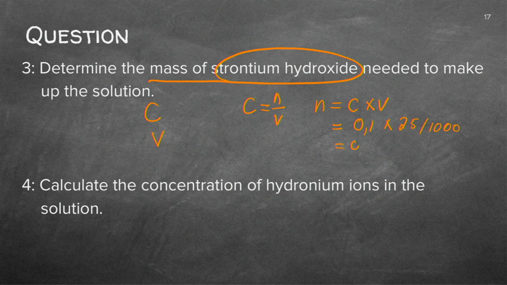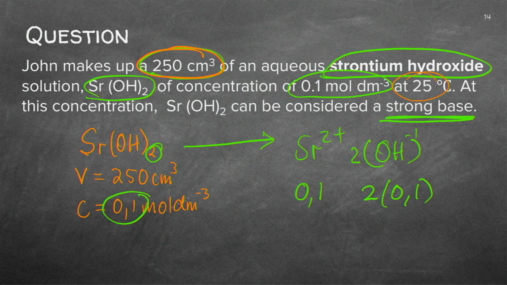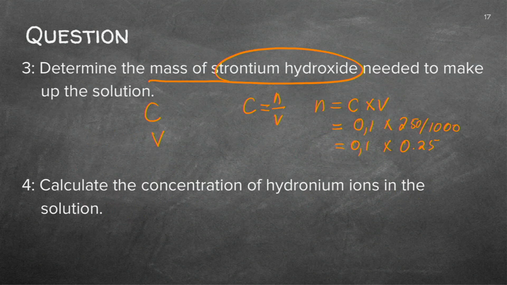So that will be 0.25. Was it 250 or was it, it's 250. Just don't make the same mistake as I did. So it's 0.25 times 0.1 and you'll now get an answer of 0.025 mole.